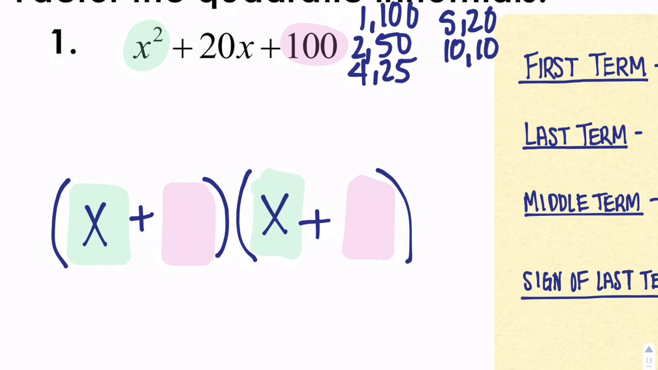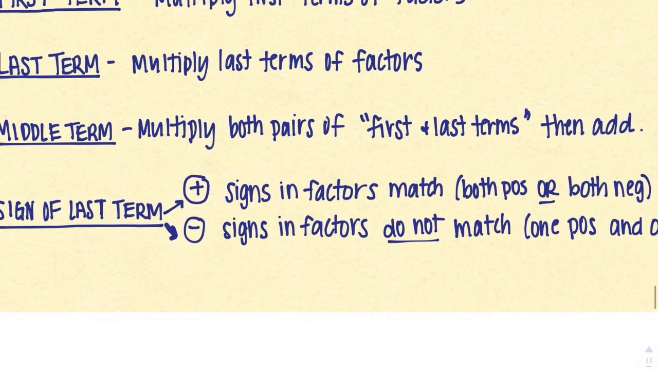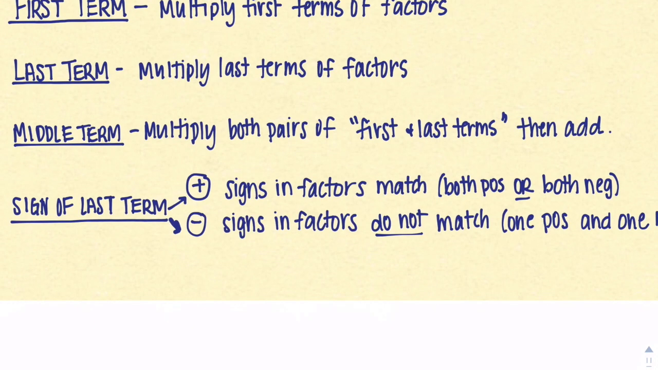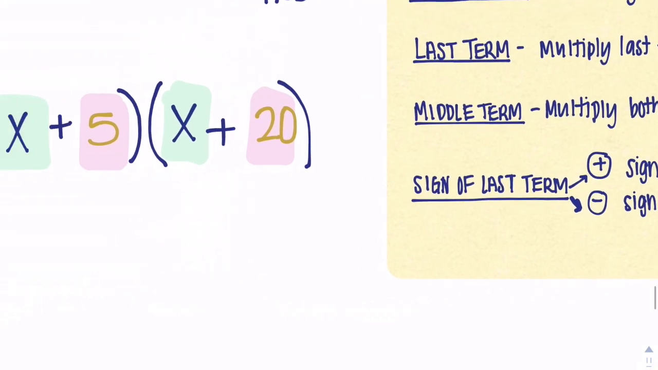Okay, so now here comes the guessing and checking. Let's try first 5 and 20. Okay, if we put 5 and 20 in here, that'll work. So let's just double check. The greens, x times x makes x squared, right? And the pinks, 5 times 20 makes 100. But we have to check that middle term. And the middle term is made by multiplying both pairs of first and last terms, then adding.